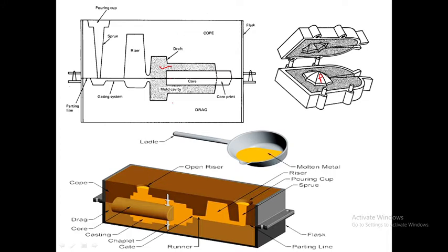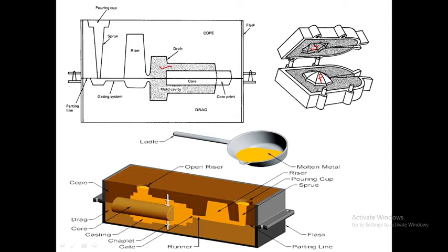Now the next terminology is molding material. The molding material is the material that is packed around the pattern, and then the pattern is removed to leave the cavity where the casting material will be poured.